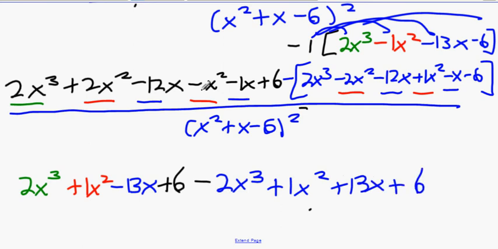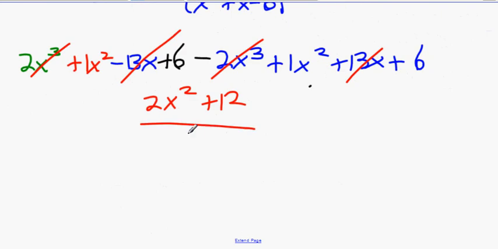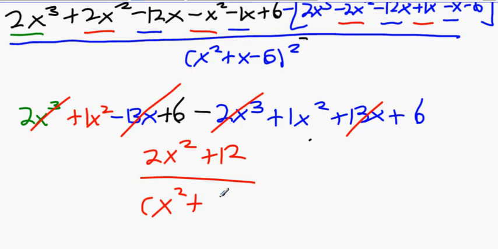Let's look what happens. Cancel, cancel, cancel, cancel. You're going to get 2x squared plus 12, all divided by x squared plus x minus 6 squared. Done.